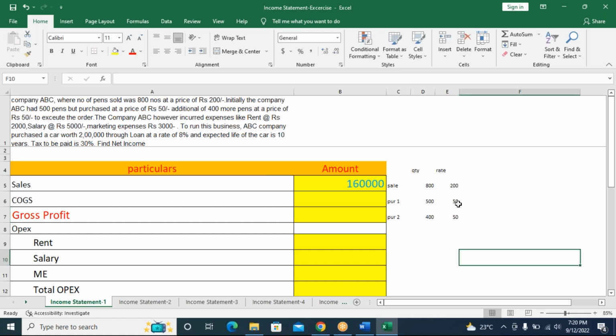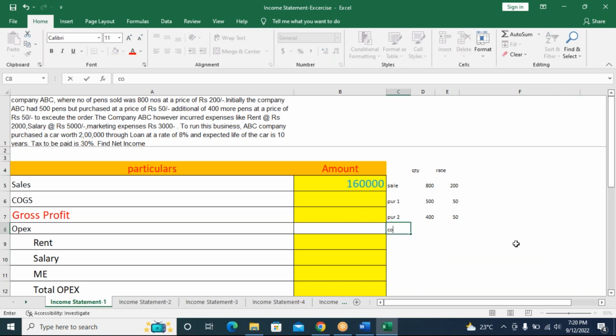So here, do I need to do my average or can I take my value directly? Directly, ma'am, because it is the same. Okay, for COGS, what value should I take: either 800, or purchase 1, 500, or purchase 400? 800, that is the quantity sold. Now I will take the value. Purchase 1 and purchase 2, both I have paid 50 rupees per pen.